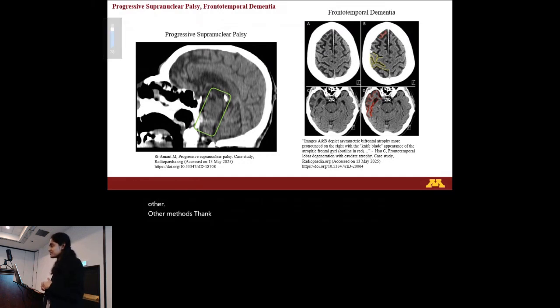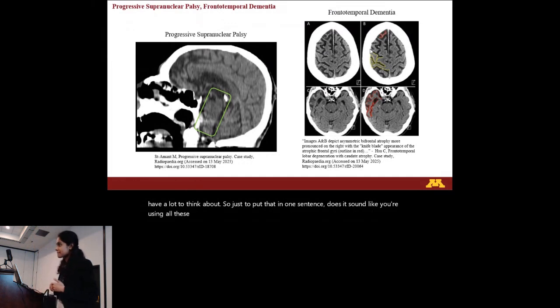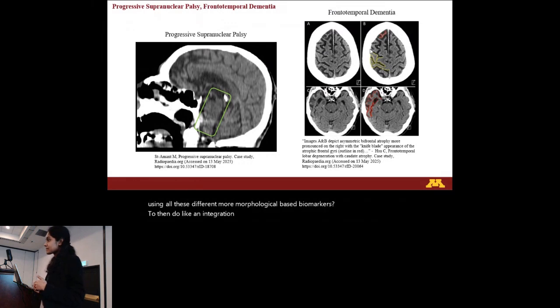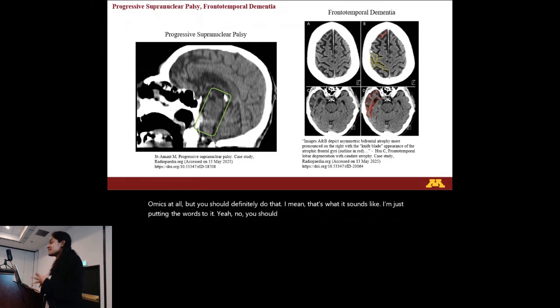Thank you for your answer. You've said a whole lot, and I have a lot to think about. So just to put that in one sentence, does it sound like you're using all these different morphological-based biomarkers to then do an integration with omics? Is that the direction there? I do not work in omics at all, but you should definitely do that. Yes, you should definitely think about integrating multimodal data. I think that's where we're all heading. Thank you so much.